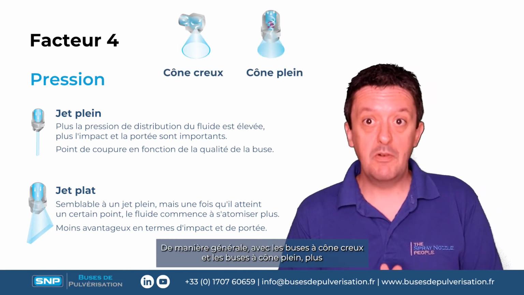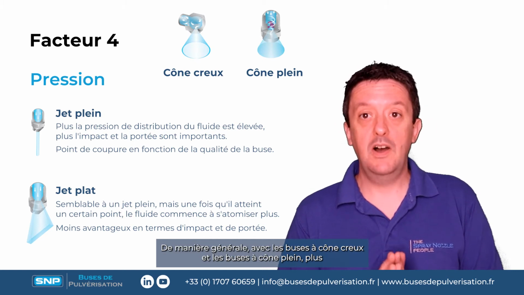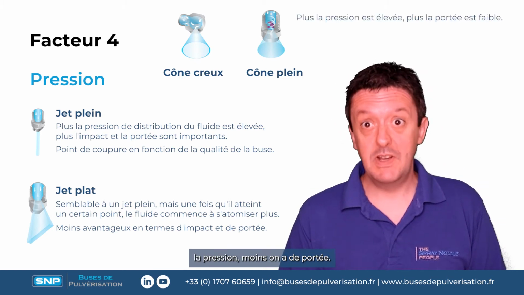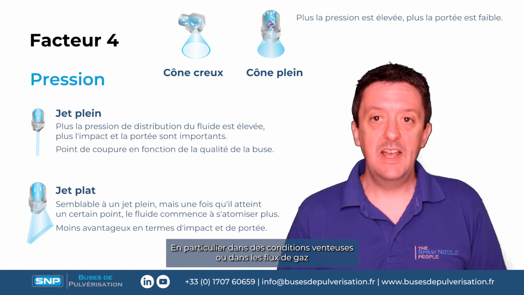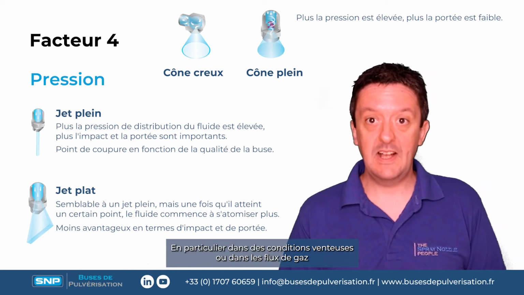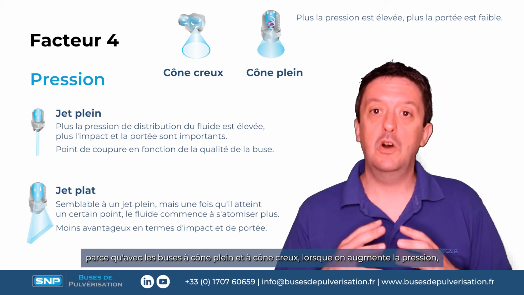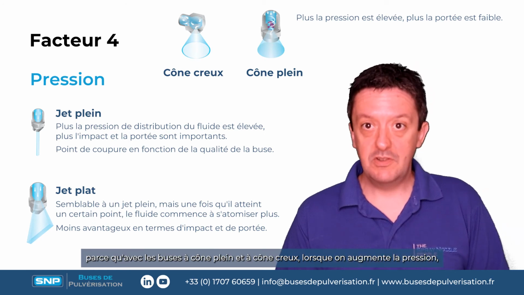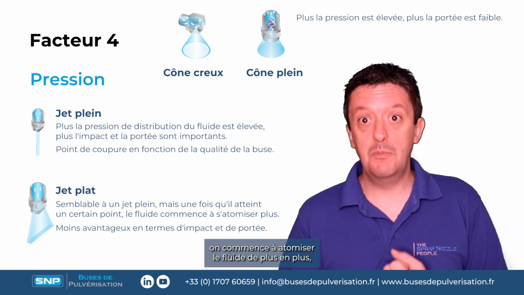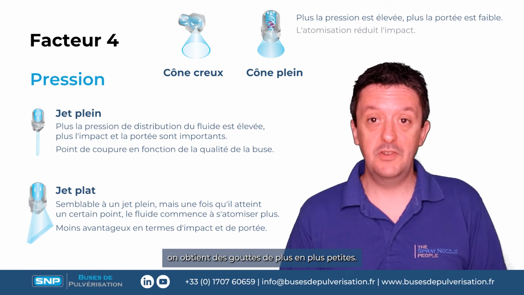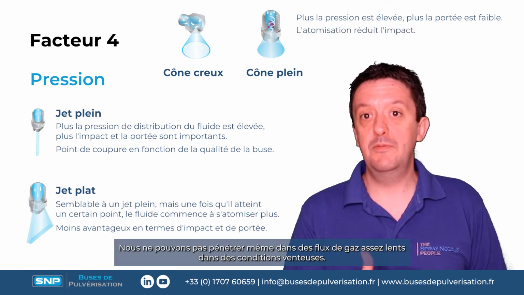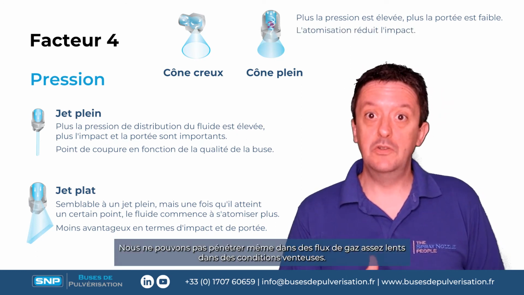So generally speaking, with hollow and full cone nozzles, the higher the pressure, the less reach we have, particularly in windy conditions or in gas flows, because with full cone and hollow cone nozzles, as we increase the pressure, we start to atomize the fluid more and more. We get smaller and smaller drop sizes, and they cannot penetrate into even fairly slow gas flows in windy conditions.